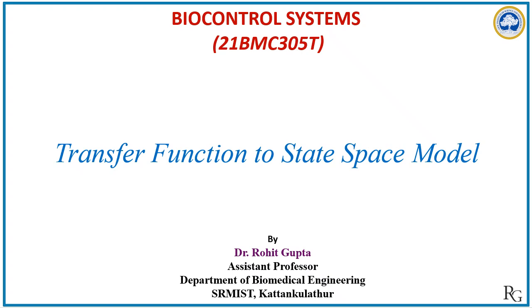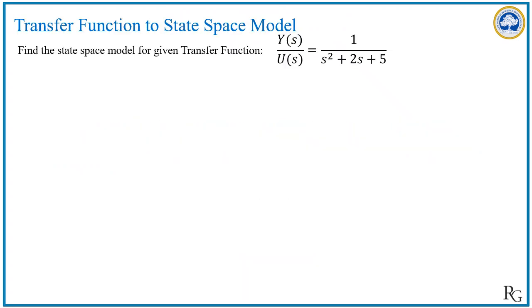In this session, we will discuss how we can convert the transfer function to the state space model. So let's take the first example. In this example, the transfer function of the system is given to us. As we already know, the transfer function is defined as the ratio of Laplace of output and Laplace of input, considering initial conditions as 0.